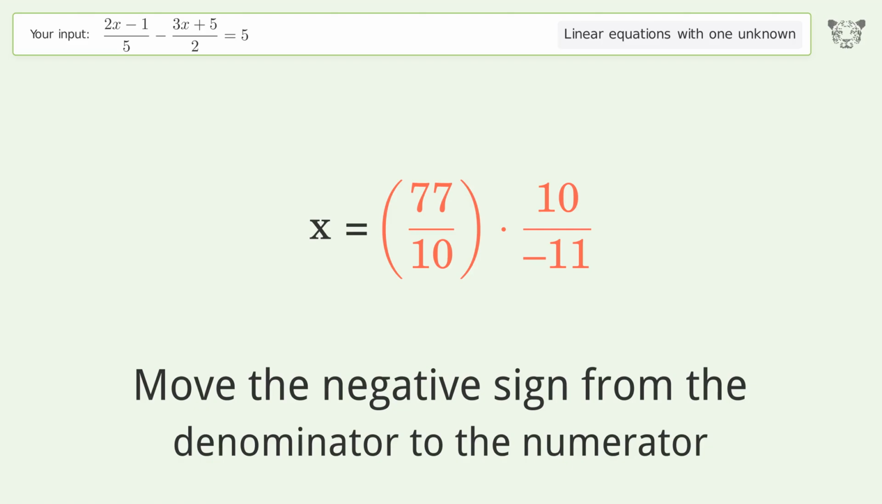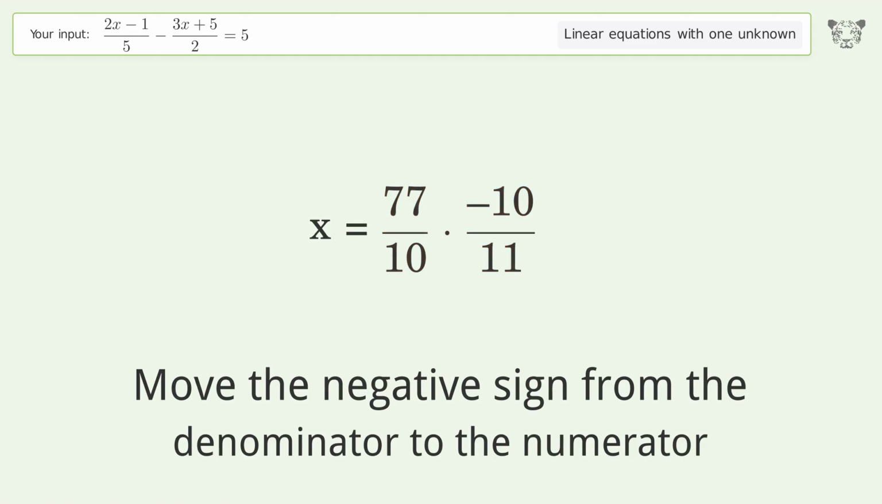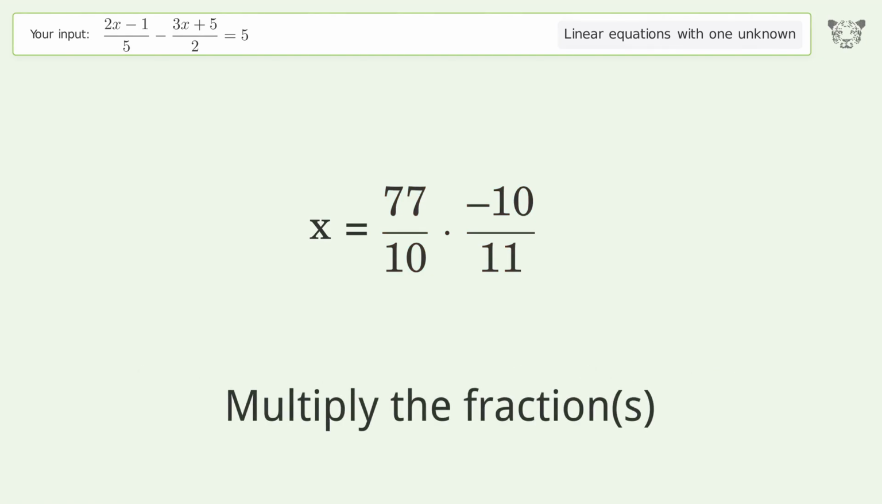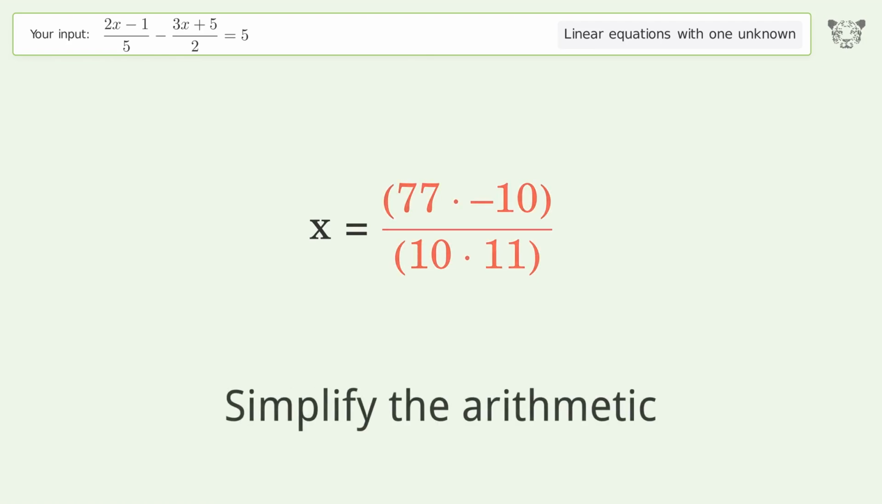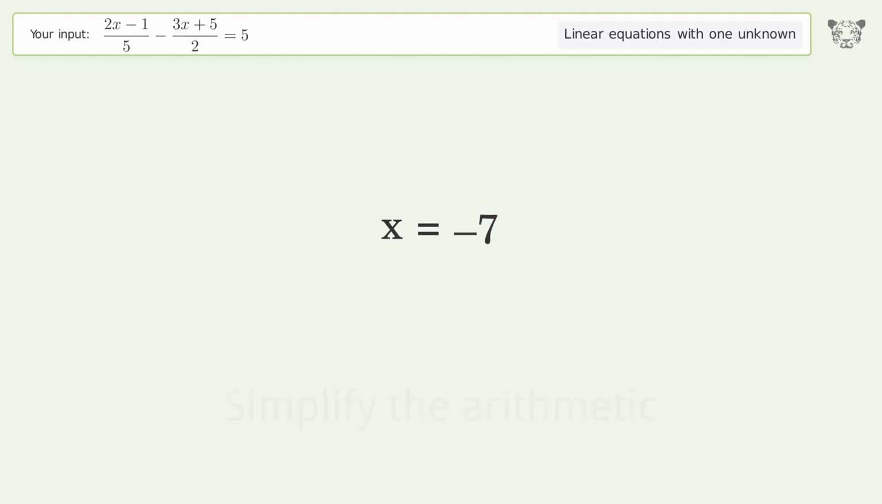Move the negative sign from the denominator to the numerator. Multiply the fractions. Simplify the arithmetic. And so the final result is x equals -7.